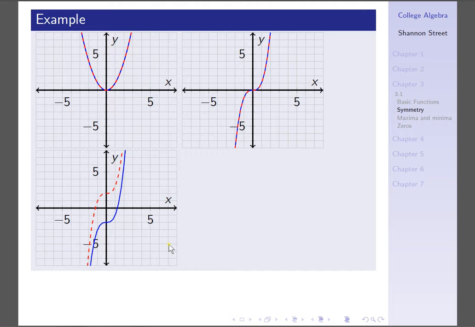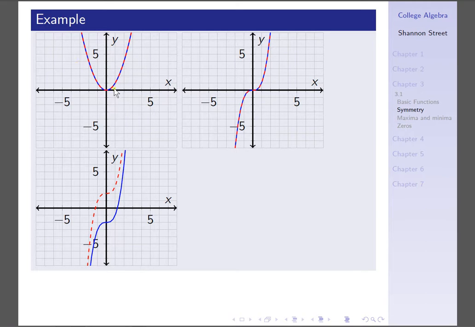Now something to notice about the even graph, here we have the point 1, 1, and on the other side we have the point negative 1, 1. Here we have 2, 4. On the other side we have negative 2, 4. Now that actually accounts for the evenness of this graph.